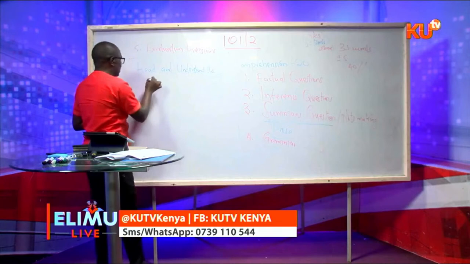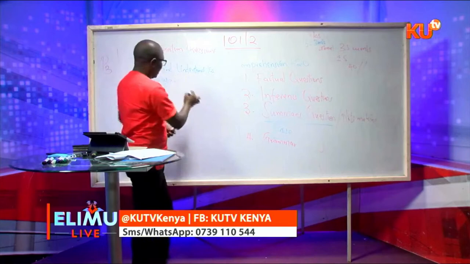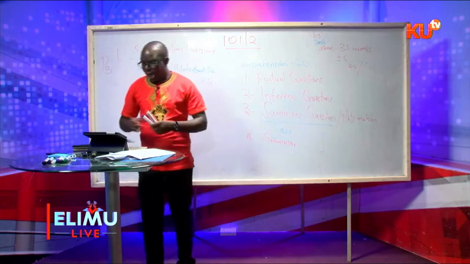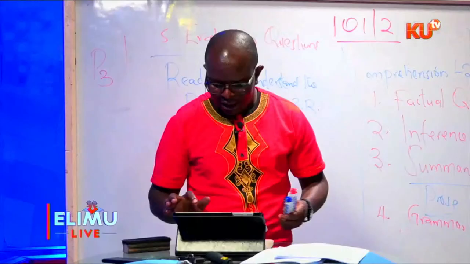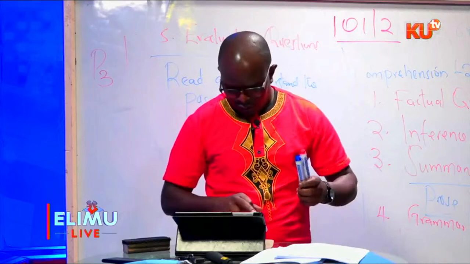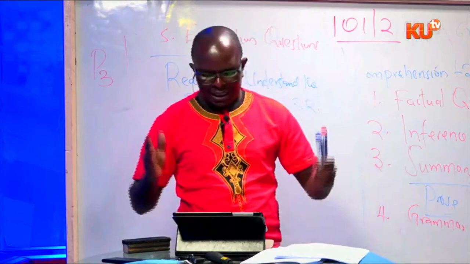So reading and understanding the passage involves us employing the skill of SQ3R. SQ3R is a skill that we need to engage here: survey, question, read, recite, review. This is a skill that is taught in Paper 3. Read the whole passage to get an idea of what it is about.